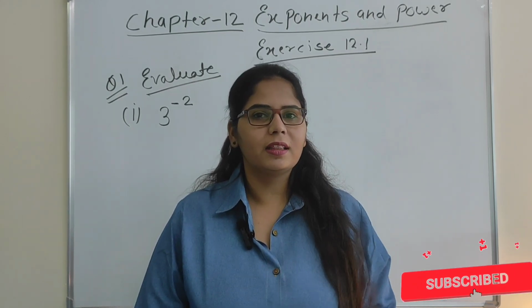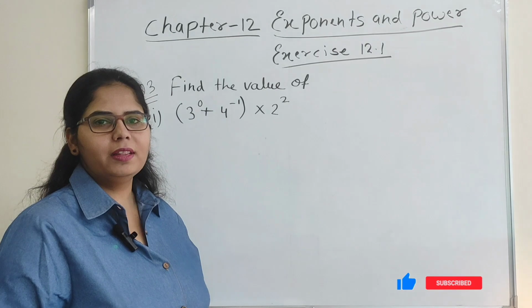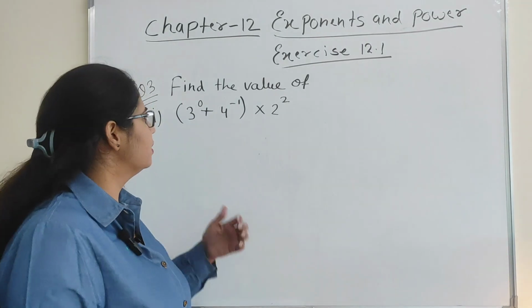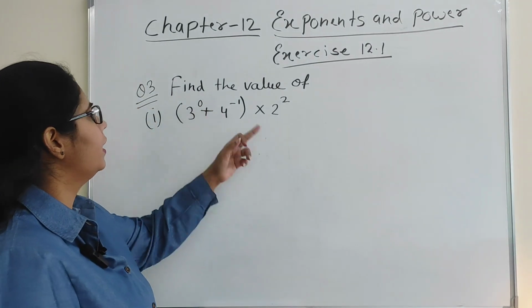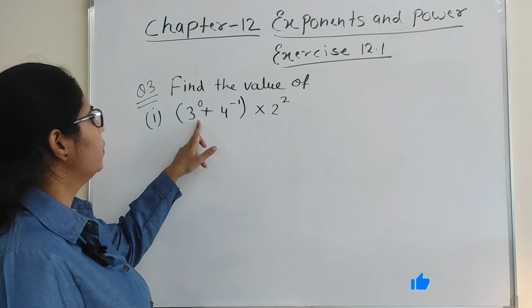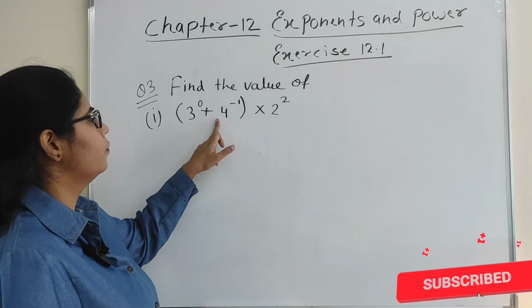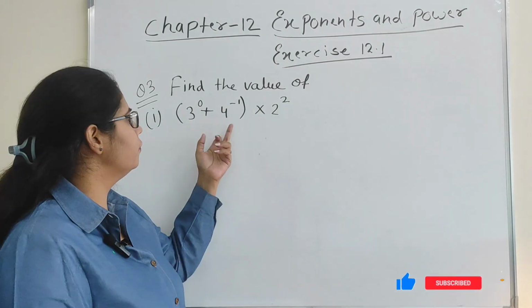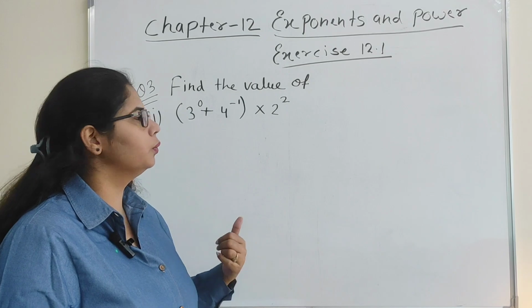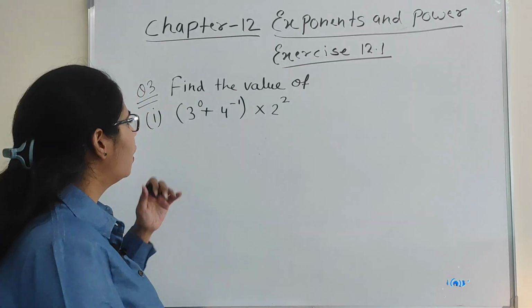So we will start the exercises. Now we will see the third question. Okay, so our third question is: find the value of 3 to the power 0 plus 4 to the power negative 1, which is multiplied with 2 to the power 2. So how will we solve it?